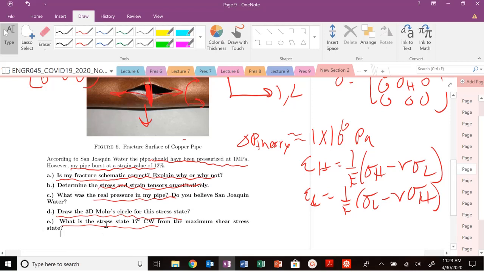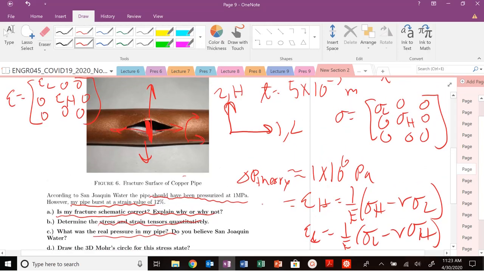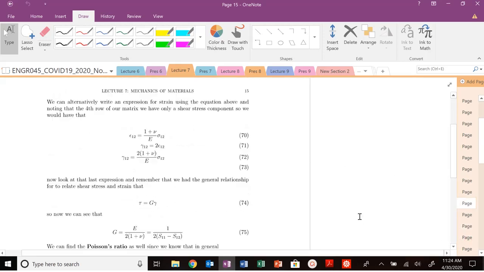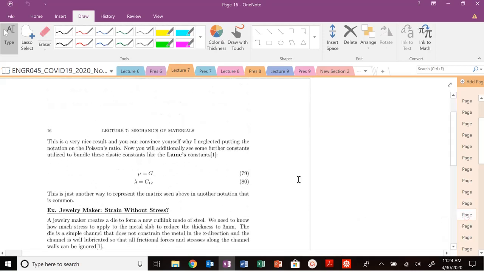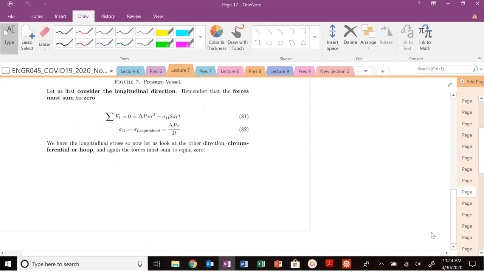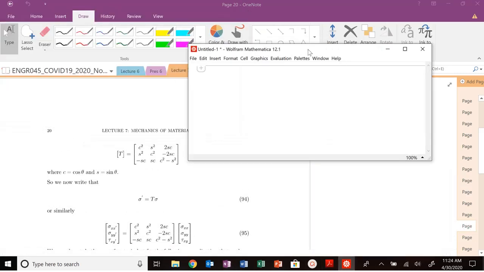First, it says my pipe burst at a strain value of 12%. So we know that it's going to burst first at the largest strain, largest stress. So that is going to be 0.12. That's going to be my hoop strain. Now let's go all the way back to lecture 7 for a second, because I know that I'm going to have to rotate my stress state. So I am going to use my old friend, linear algebra. I'm going to define this real quick.